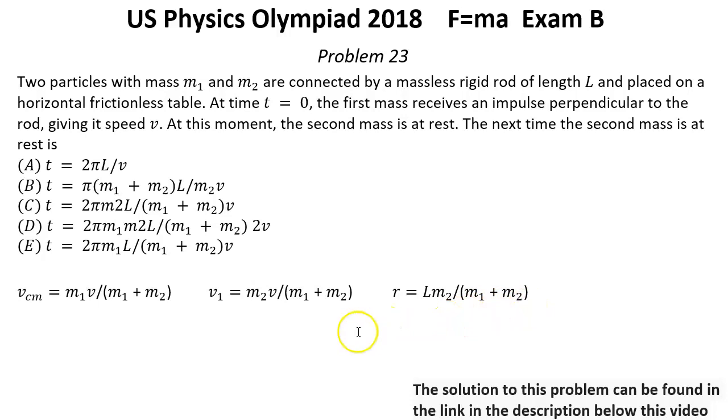So after that we can find the period. The period is equal to 2 pi r over v1, which, after we use these two expressions, is 2 pi L over v. That's answer A. And this is the correct solution for problem number 23.